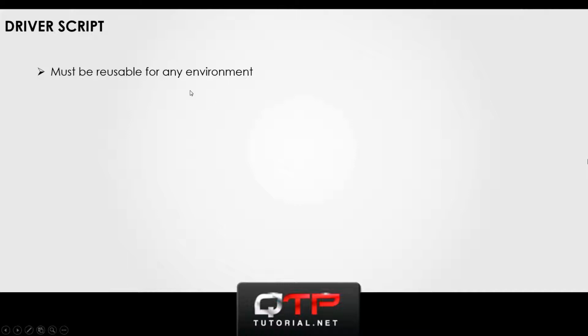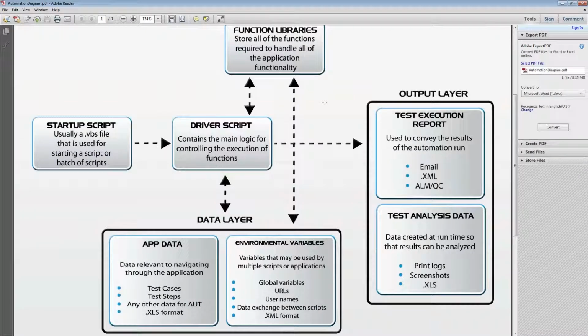So first, it must be reusable for any environment. What does that mean? It means that if I take your JavaScript, you should be able to take it from one job to the next job and just drop it in place and attach some XMLs, some data. In fact, let me pull out that diagram to show you guys.